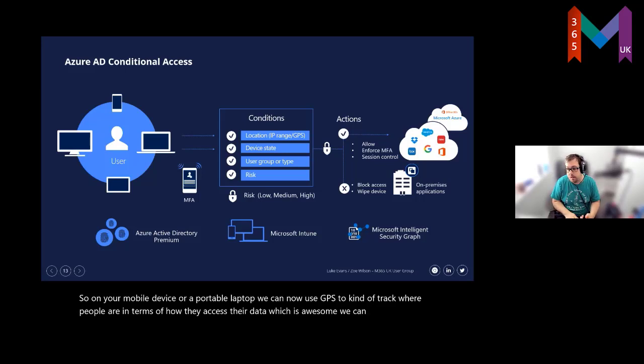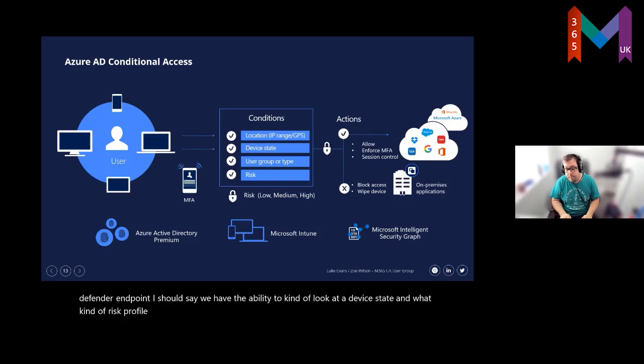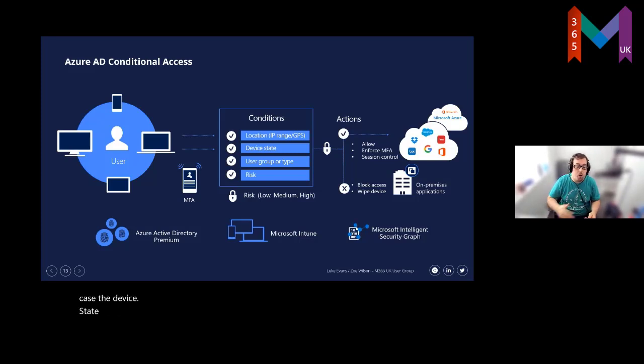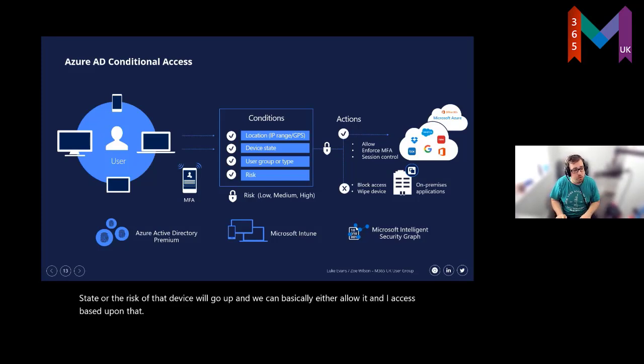If you're using things like Microsoft Intune or Endpoint Manager, and Defender for Endpoint I should say, we have the ability to look at a device state and what kind of risk profile that device has. It may be that a device has got malware on, and in that case the risk of that device will go up, and we can either allow or deny access based upon that.